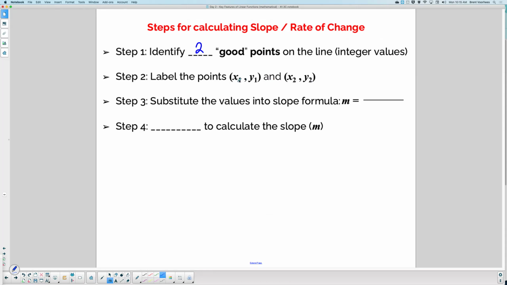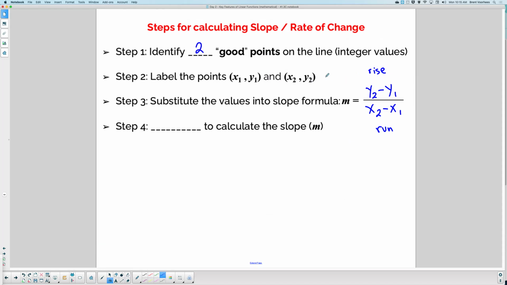Now, we can label these points as x1, y1 and x2, y2. We will substitute the values into the slope formula, which today we've been calling rise over run. You could also see it written as y2 minus y1 over x2 minus x1. That's the same thing as rise over run. If you don't want to use the formula, you can use rise over run. It's the same thing, okay?